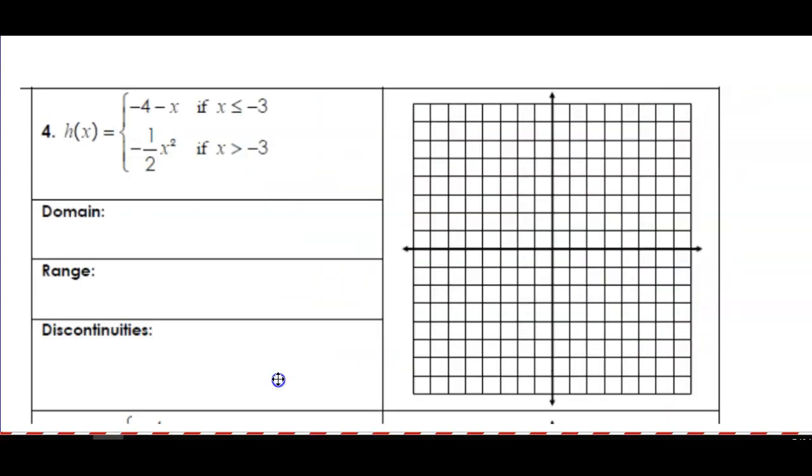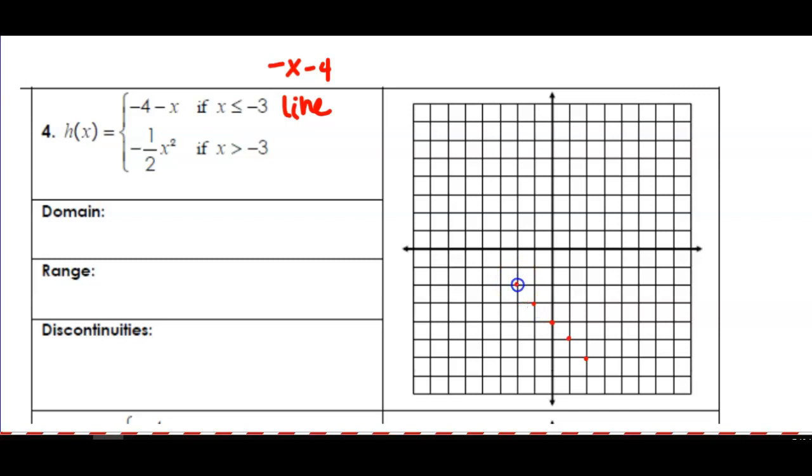Second example. This time, I don't know if this is a good choice, I'm going to try to graph only the pieces that we really need. So we'll see how that goes. -4 minus x is a line. It is the same as -x minus 4, so it's down here 1, 2, 3, 4. And it's going down 1 and over 1.